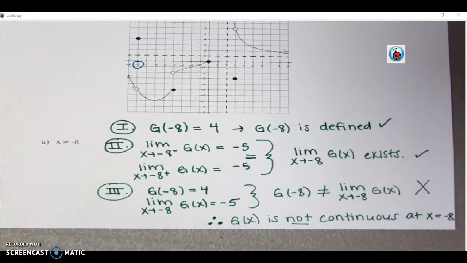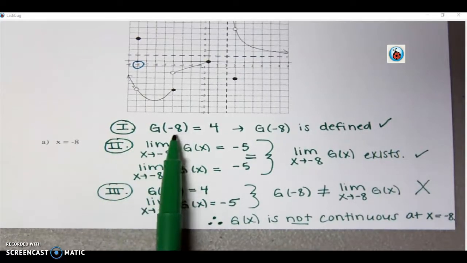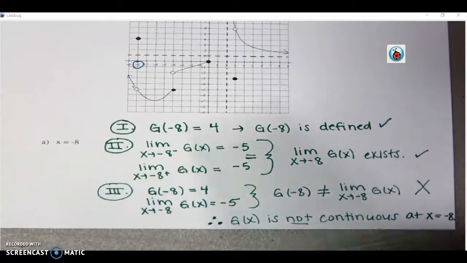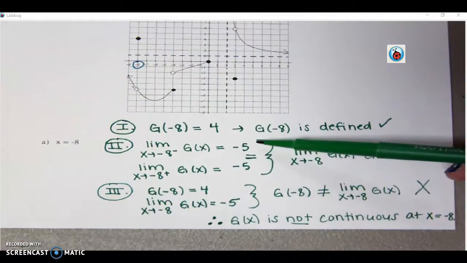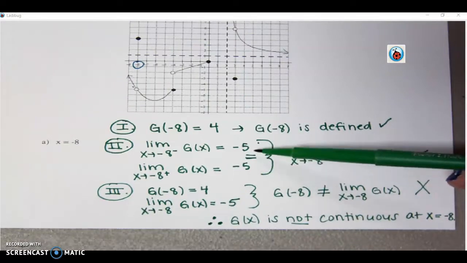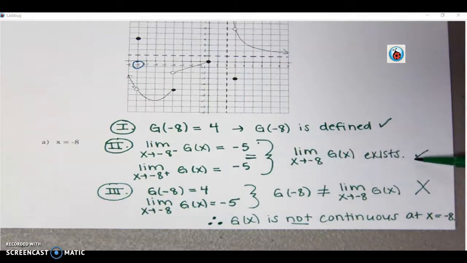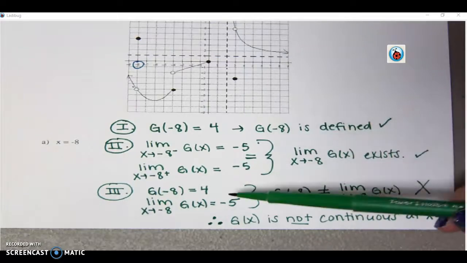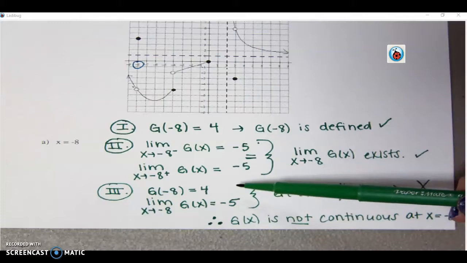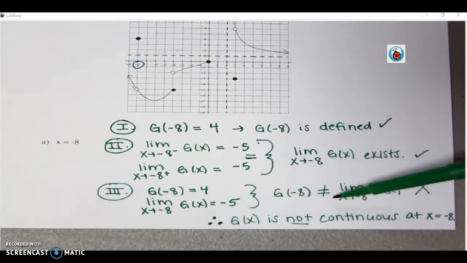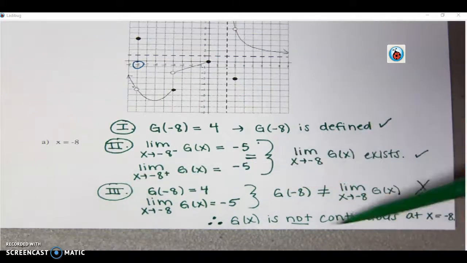So this is the 3-part definition, and you have to make sure that you write all this stuff out. So for the first part, you're checking to see if it's defined. So see if there is a y value at that ordered pair. If there is, check it, move on to the next one. For step 2, you're checking to see if the limit exists. So to do that, you have to check the left side and the right side, make sure they're equal and give you a real number, and then that means the limit exists. Since that worked, we move on to step 3. Step 3, you're just seeing if step 1 and step 2 are equal to each other. If they are, it works, but in our case, they were not equal. So that means because this third part didn't pass, it's not going to be continuous at x equals negative 8.